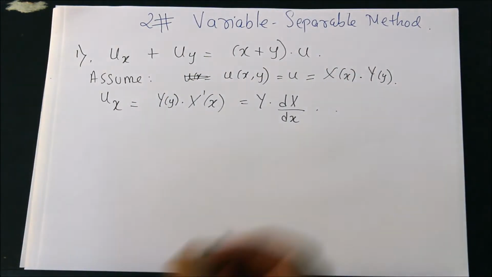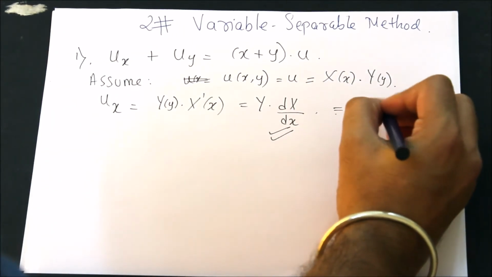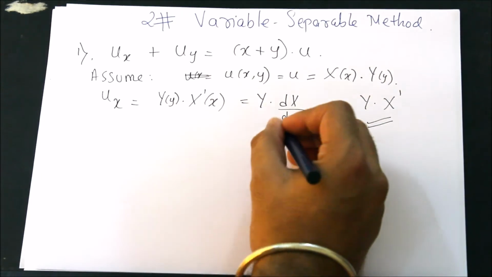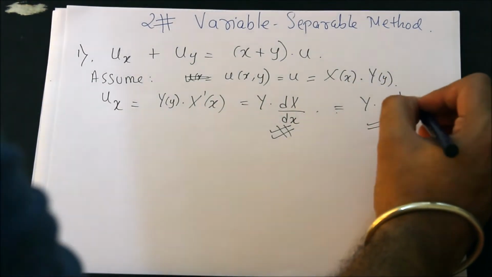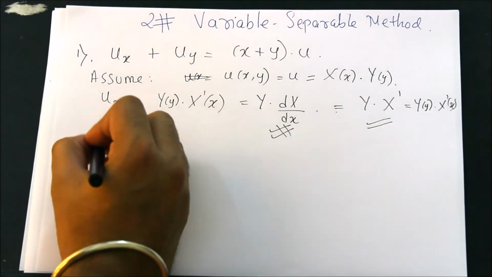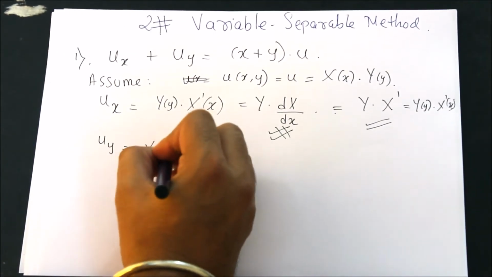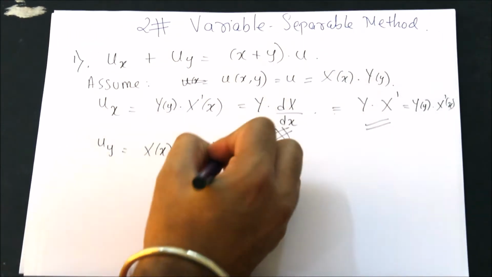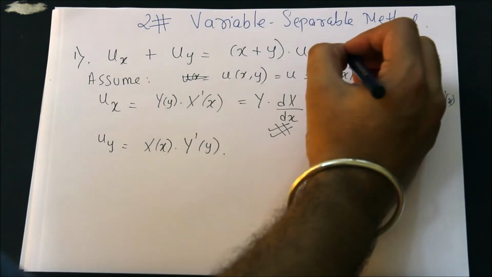I will be using the notation Y into X dash many times. What does this mean? This is nothing but Y(y) into X dash of x. What is u with respect to y? Again, since this is a function of x, this will be X as it is into Y dash of y. Since u is a solution, it will satisfy equation 1.